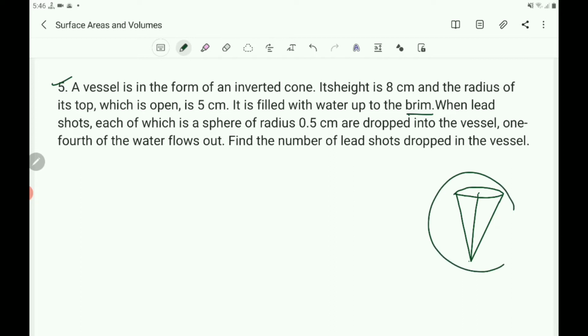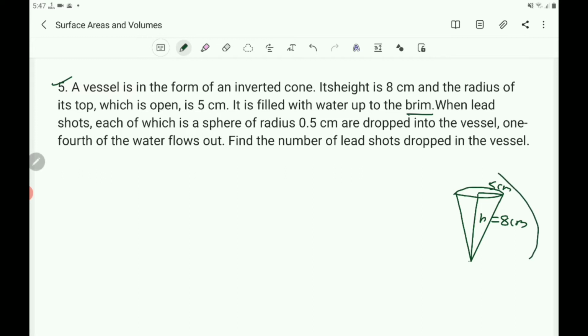See the shape of the vessel, that is in the shape of an inverted cone, and its height is given. Height is equal to 8 cm and the radius of its top is 5 cm. It is filled with water up to the brim, completely filled with water. Lead shots, each of which is a sphere of radius 0.5 cm, are dropped into the vessel. Then what happens? 1/4 of the water flows out. What we have to find out? We have to find the number of lead shots dropped in the vessel.